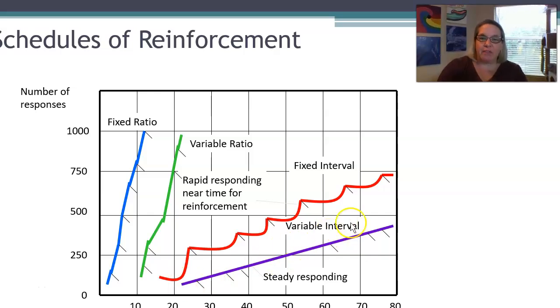Whereas with variable interval, you have a pretty steady, steep, straight line. So if you never know when I'm going to check homework, you're going to do homework all the time, because you never know when it's going to happen.